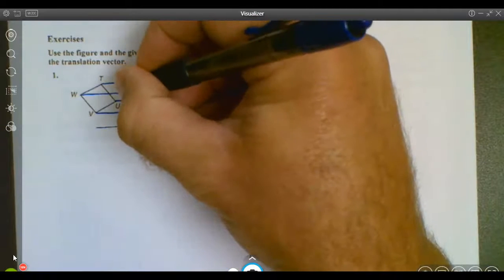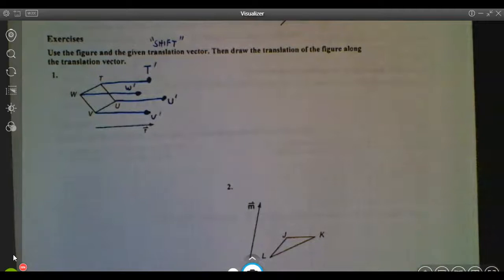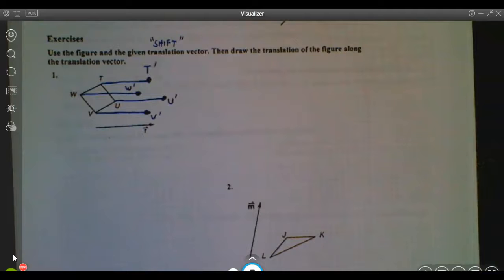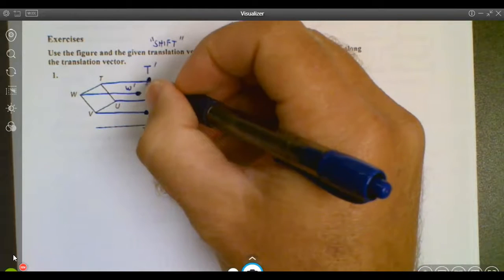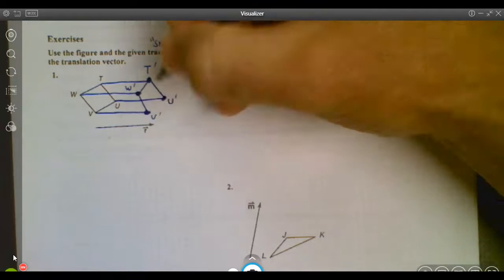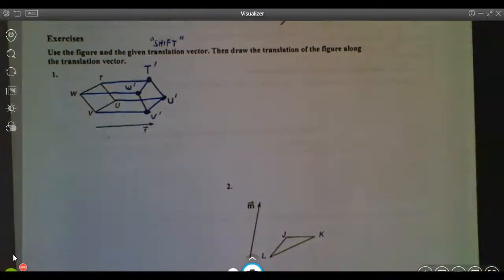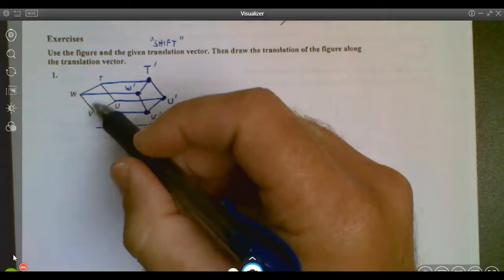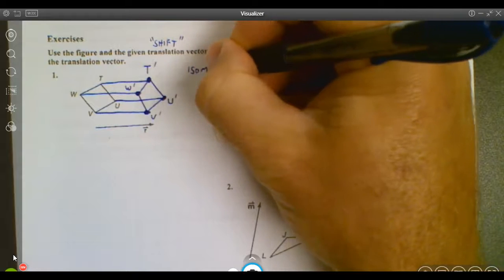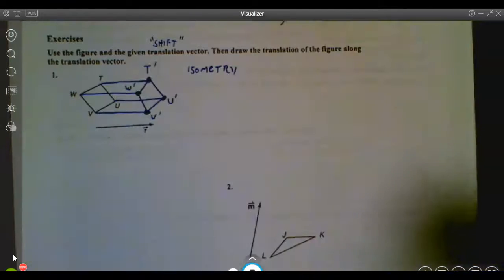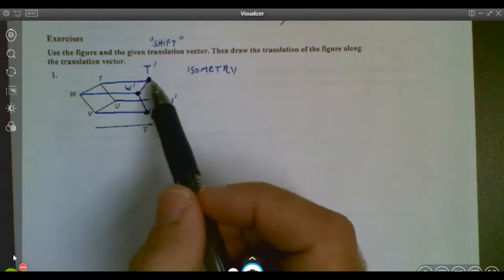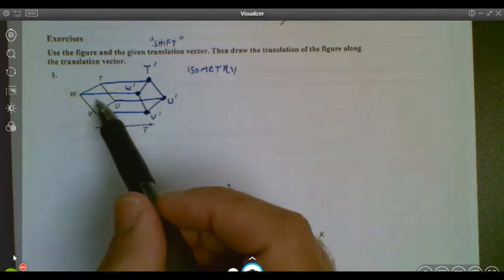If this were perfect, then the 4 lines that I just drew would all be parallel to this line, and they would be the exact same length as that line. And if I were to do that precisely, then I would find that my image would be identical, perfectly congruent to my pre-image. Again, remember this term that we're going to be mentioning all chapter long, this idea of isometry. Isometry simply means that if I do a translation, then my image is congruent to my pre-image, right?